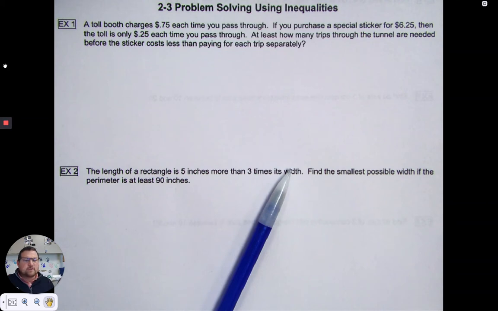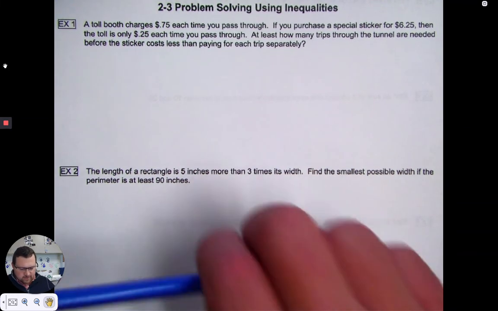through. If you purchase a special sticker though for $6.25, then the toll is only 25 cents each time that you pass through. So it says at least how many trips through a tunnel are needed before the sticker costs less than paying for each trip separately. So notice how it specifically states cost less. So this is not going to be an or equal to because we want to know when it is going to be less. Okay, so let's write our equations, right?